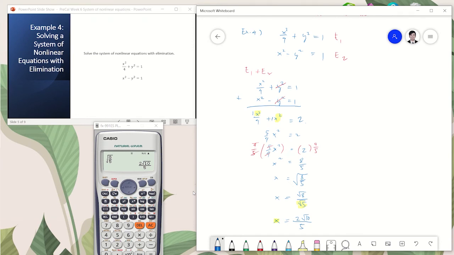So what will you do afterwards? Wait, I forgot. When you get the square root of a number, it can be positive or negative. So don't forget that. So we have two possible x's already. It's either positive 2 square root of 10 over 5 or negative 2 square root of 10 over 5. So we just have to substitute that to any of our equations.